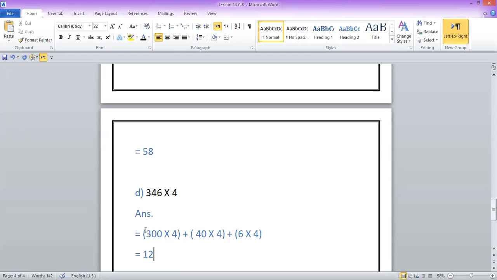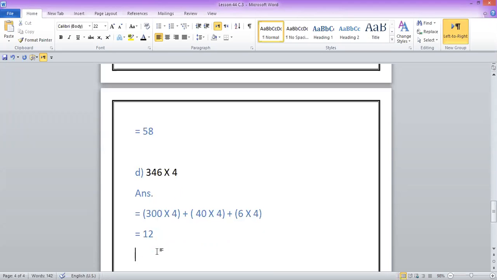4 multiplied by 3 equals 12. Now how many zeros are there? 2. Add 2 zeros on the right side here, like this. Multiply 4 by 3, 12, and write 2 zeros on the right side. Inshallah, we will practice this too.